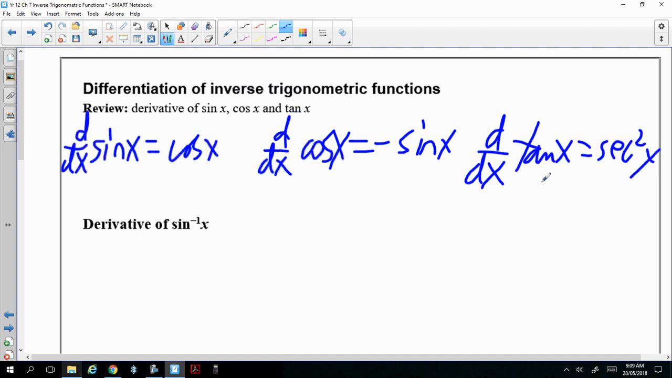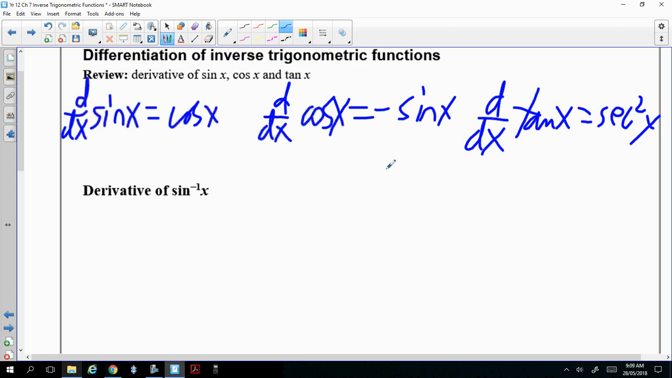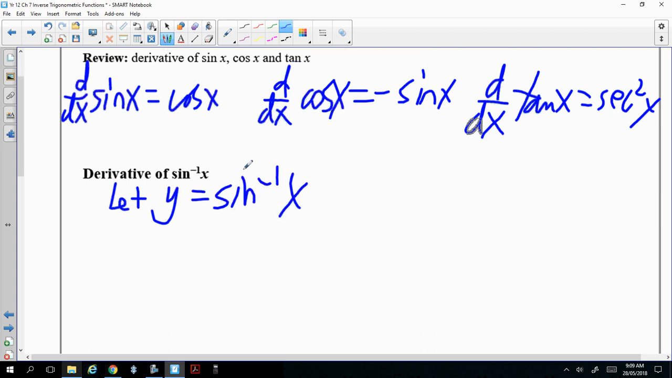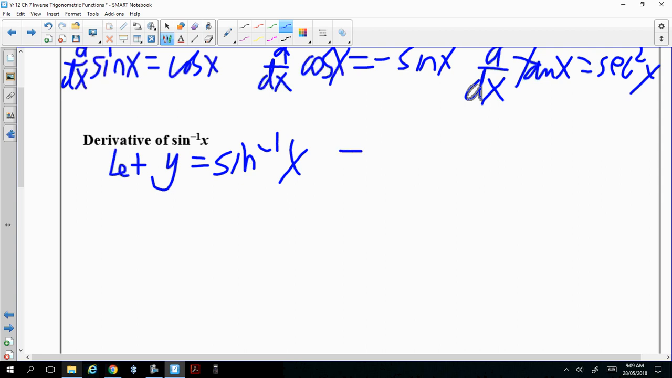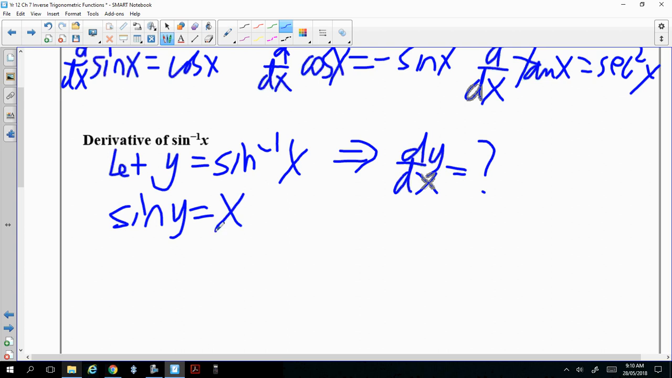So to differentiate sine inverse, you let y equal to sine inverse of x. And then you want to find what dy over dx is. We can't differentiate yet, so let's make x the subject. So sine y equal to x, and make x the subject first: x equal to sine y.